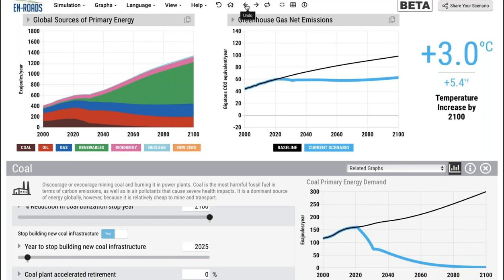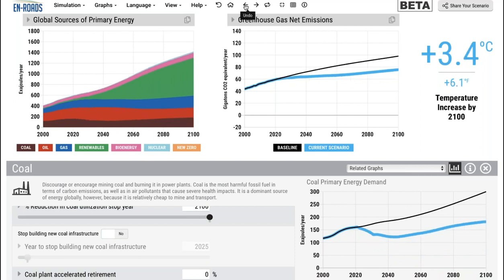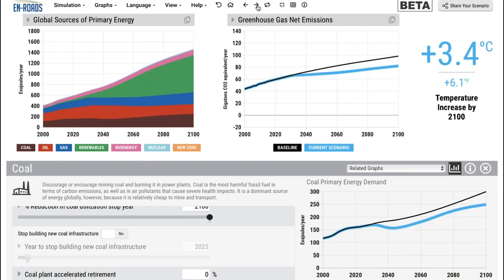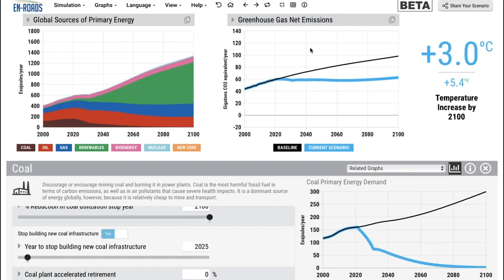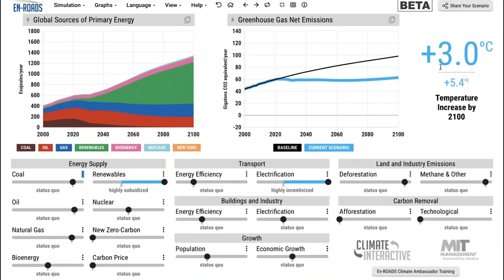So as we do this, you see we're really shutting down coal and it made a significant impact in terms of the temperature. Here is where we were to begin with at 3.4 degrees. Then with stopping coal utilization, we brought it down to 3.1, and then making sure that we're not building any more coal plants brought us to 3 degrees. So we really kicked coal out in this scenario.